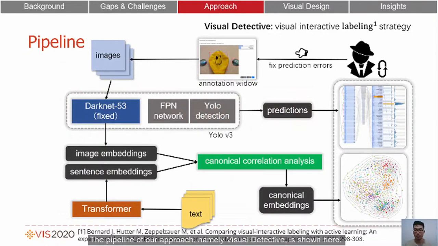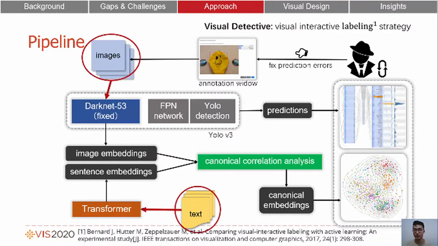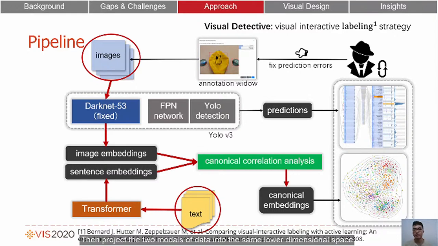The pipeline of our approach, namely Visual Detective, is shown here. The strategy for this method is visual interactive labeling. Specifically, we first extract the embeddings of both images and text. Then we project the two spaces into the same lower-dimensional space using canonical correlation analysis. Finally, we visualize the shared space using a dimensionality reduction technique to help the analysts explore the images and sentences simultaneously.